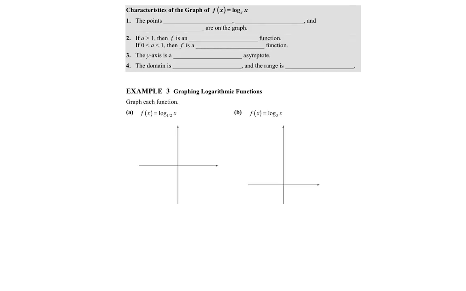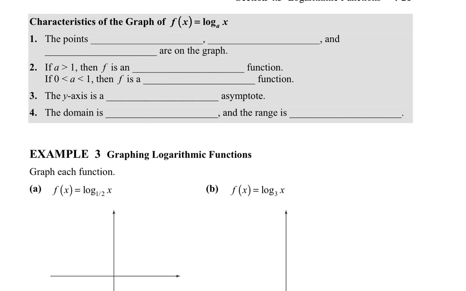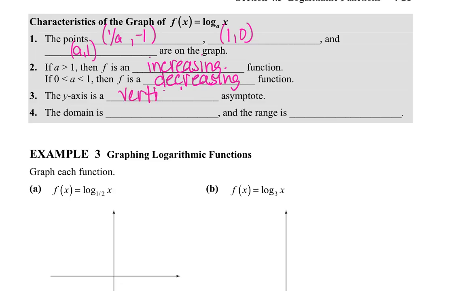All right, so let's talk about some characteristics. So all the points, what we just talked about, (1/a, -1), (1, 0), and (a, 1) are on the graph. If a is greater than 1, it's increasing. If it's between 0 and 1, it's decreasing. The y-axis is your vertical asymptote. And the domain is positive real numbers, and the range is all real numbers.